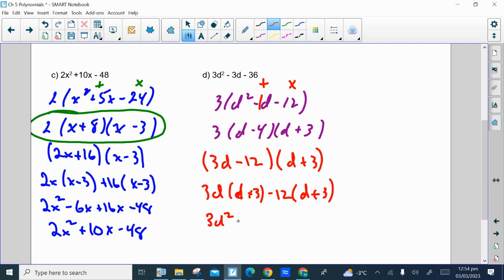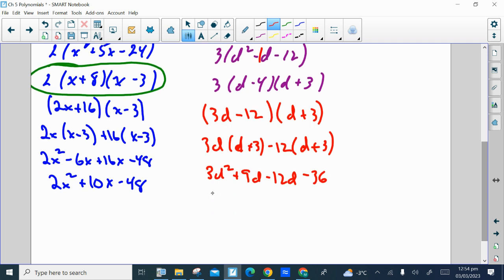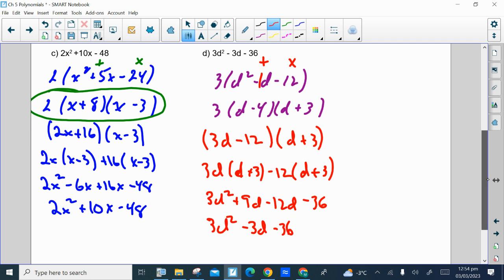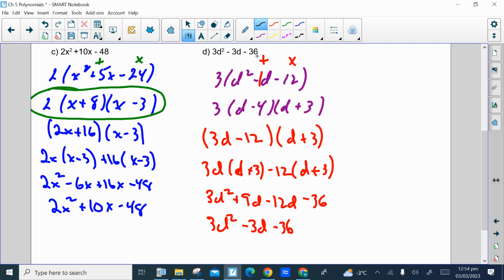So I'll get 3d squared, I'll get positive 9d, I'll get minus 12d, and negative 12 times 3 is negative 36. When you combine those d terms together, 9d take away 12d is minus 3d. So that matches the original trinomial. We have just shown that our factors are correct.